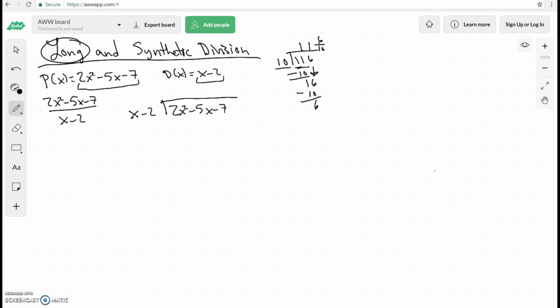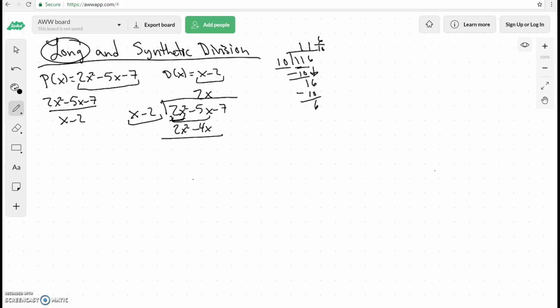So notice that x minus 2 here cannot fit into 2x squared, but it can fit into the first two terms, 2x squared minus 5x. So I want to eliminate this 2x squared. The way that I'm going to do that is by multiplying by a 2x. If I multiply this x by a 2x, I will get a 2x squared. So I'm going to write the 2x up here because it lines up the x's with the x's. So 2x times x gives me 2x squared. 2x times minus 2 gives me negative 4x. Okay, so we're going to leave that by itself.